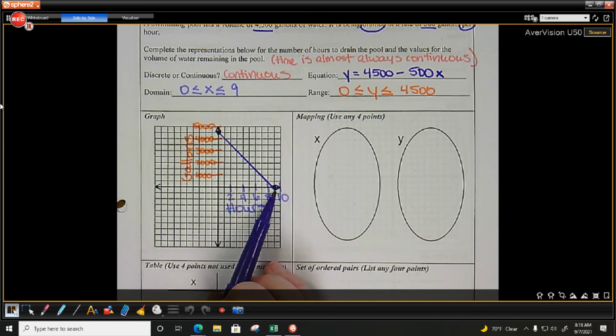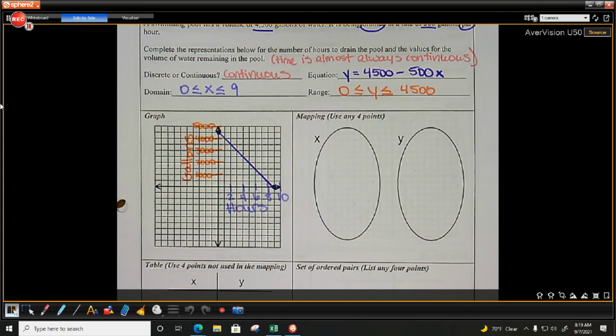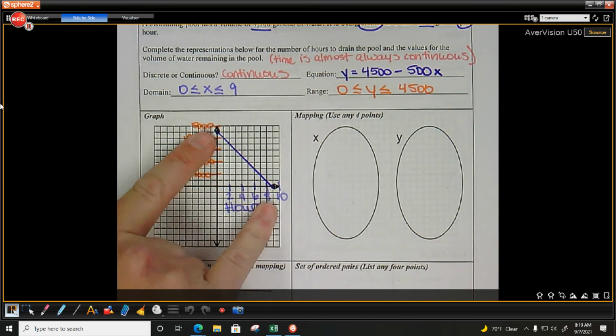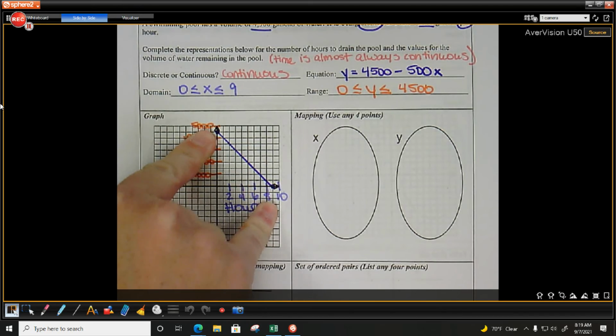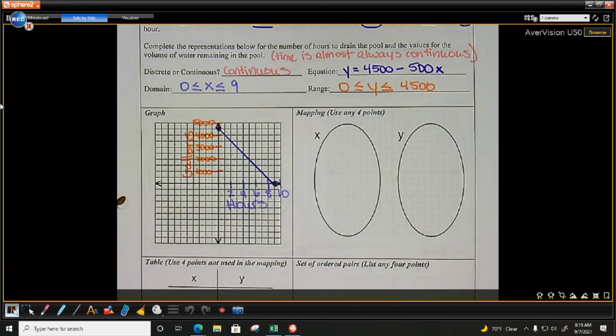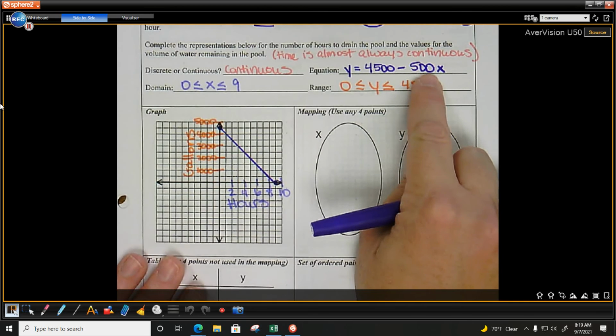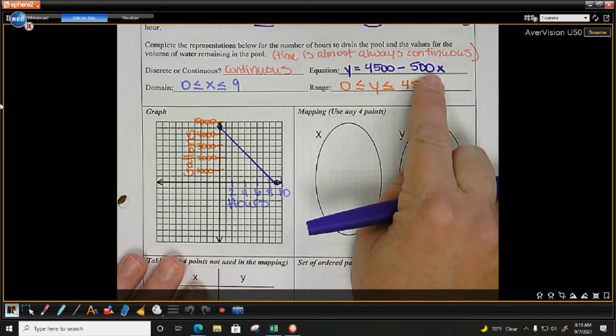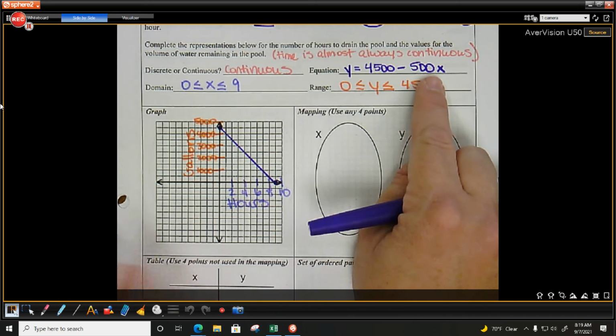Okay? Now, when you're doing your mapping diagram, it says you need at least 4 points. I only have my starting and stopping, so I need to get 2 more points. Tell me an x value, a number of hours between 0 and 9, not 0, not 9. You can pick any. 4, okay? So what's 4 times 500? 2,000. So what's 4,500 minus 2,000? 2,500. So at 4 hours, I have 2,500 gallons.